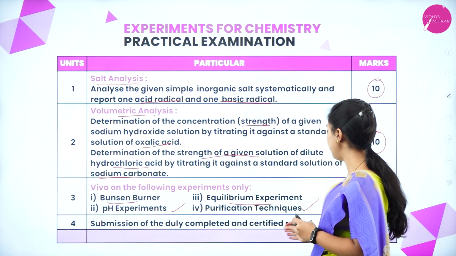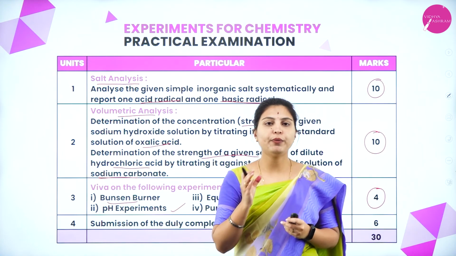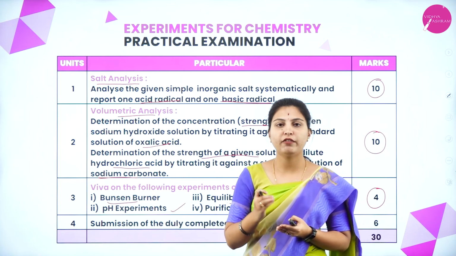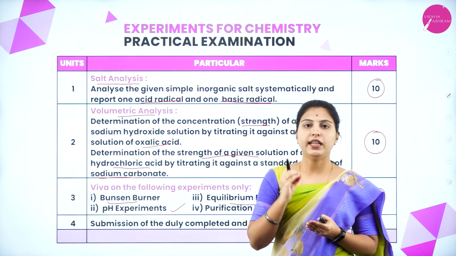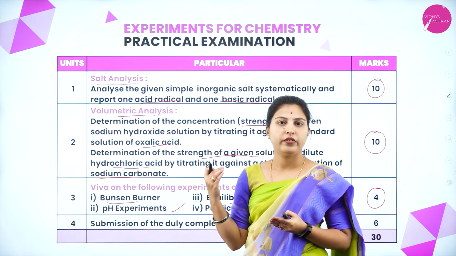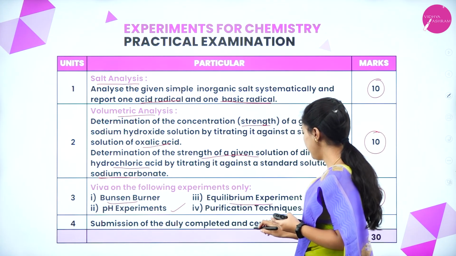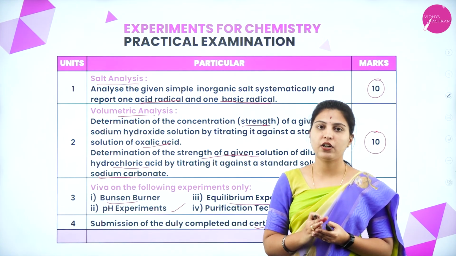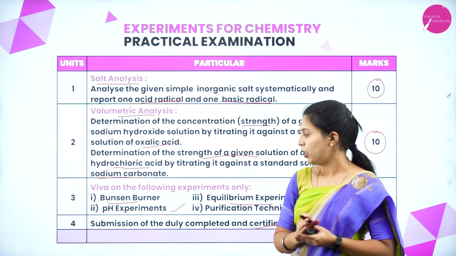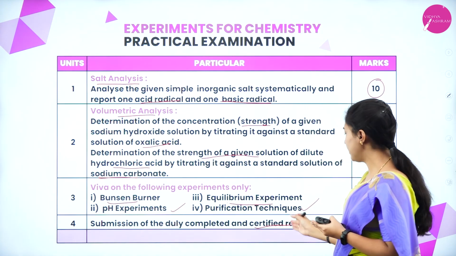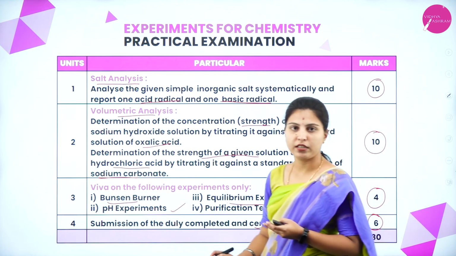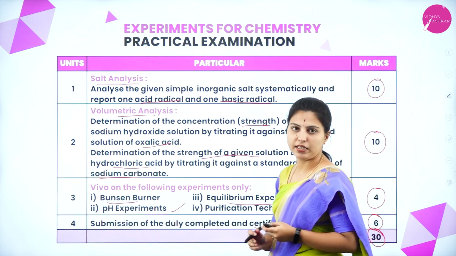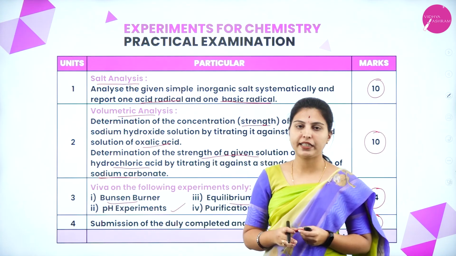Next, submission of a duly completed and certified record. So you have to maintain a record. Before that, you have to maintain one observation book. Whatever the observation book has been signed with correct recordings, you have to copy down to your records. That needs to be certified by your internal lecturer and also by the external lecturer on the day of examination. For the submission of the duly completed and certified record, the weightage will be 6 marks. Adding up all the things, you will get a complete 30 marks. So you need to be regular for your practicals also.